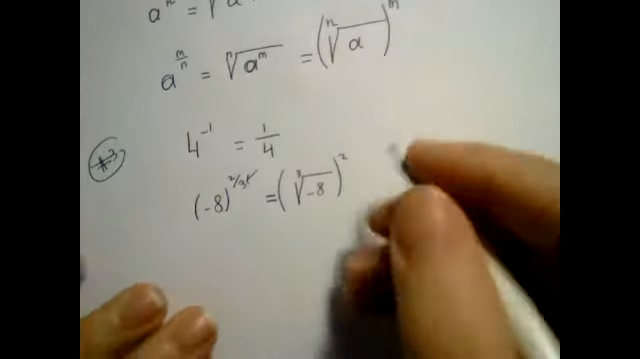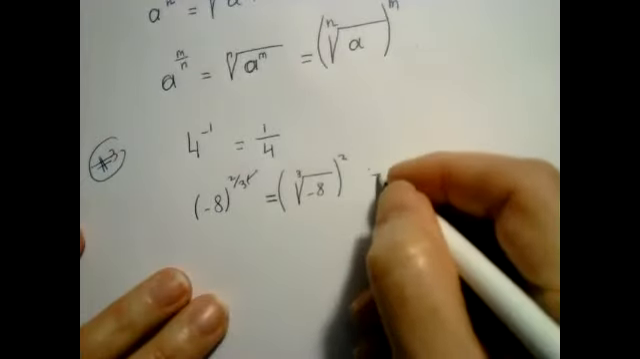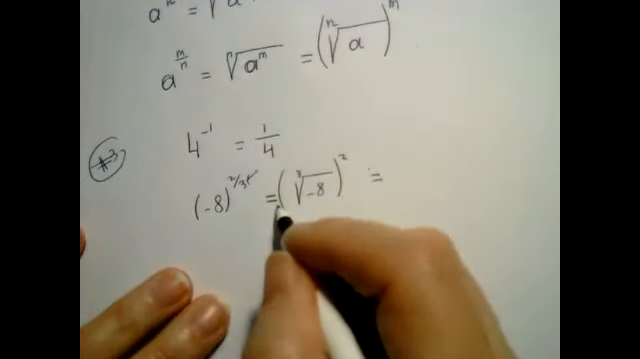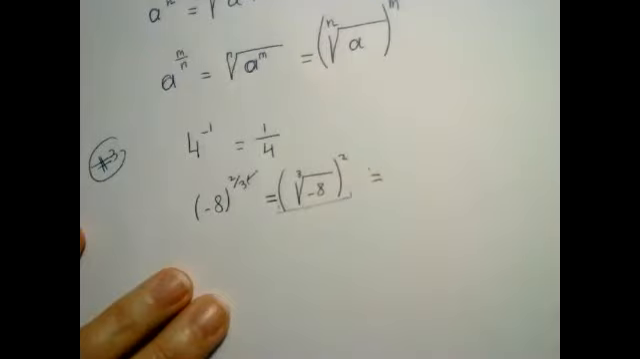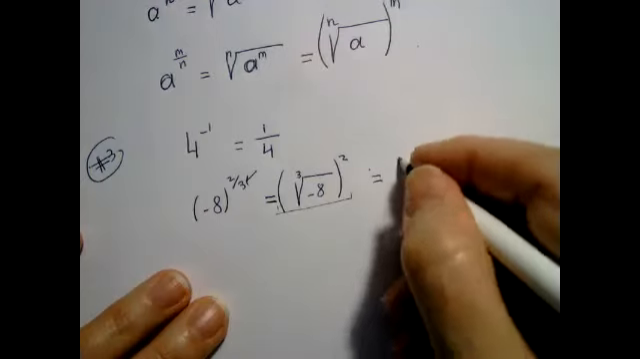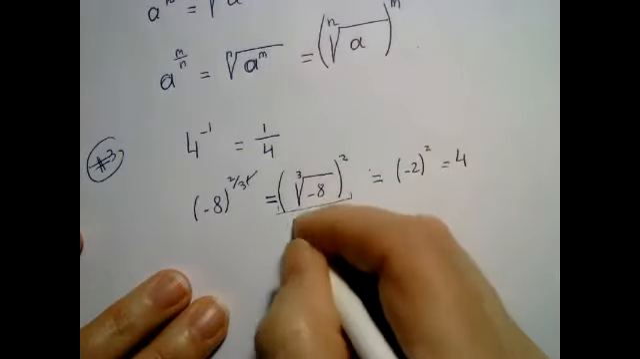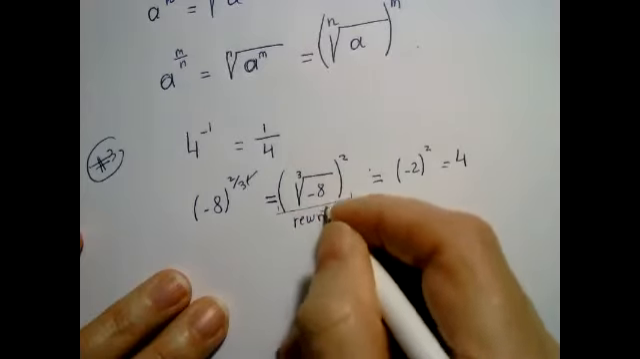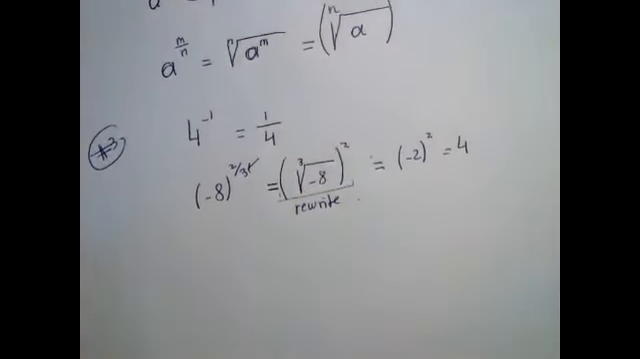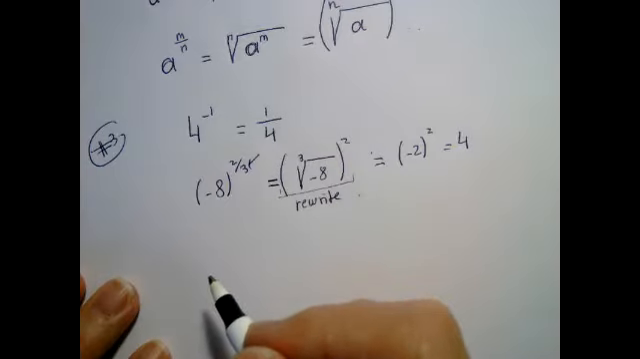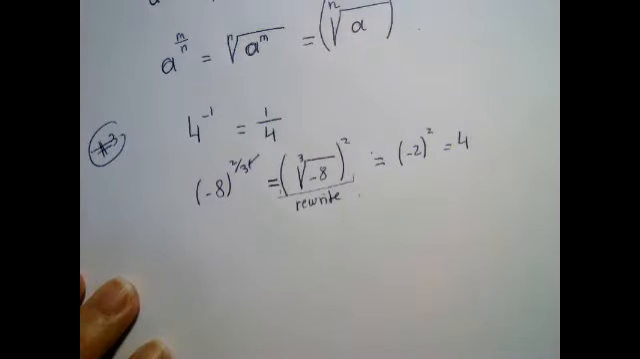Now, if I tell you just to rewrite, you stop right there. If I tell you simplify, you have to go one step further. Cubic root of minus 8 is minus 2, squared, which is 4. But that's what we mean by rewrite. That's really the important part. All right, so I will take 3 more and then I proceed.